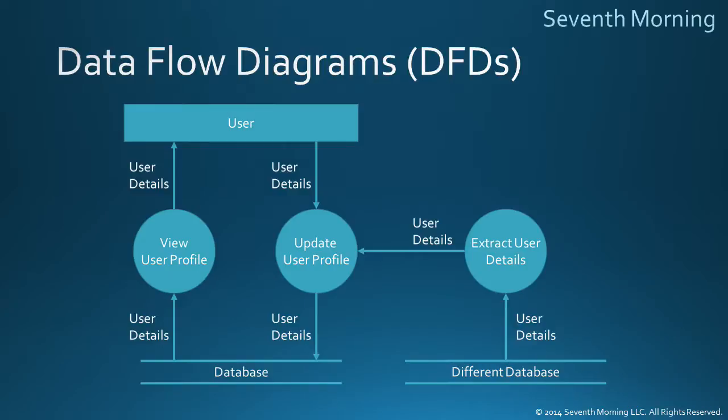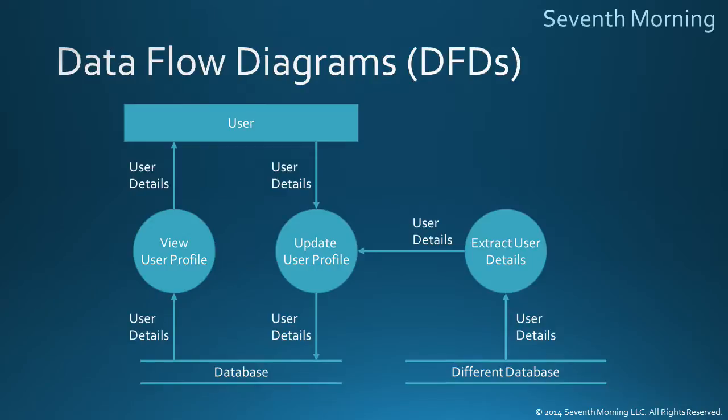Let's look at the next process, update user profile. In this case, user information is flowing from the user through the update user profile process and being stored in the database. And this is, again, pretty intuitive because we do this ourselves pretty regularly on websites and other systems. So here we have a little illustration of how user profiles are viewed and updated for this particular system that the diagram models. Now, let's take a look at the other process and data store and see what they're about.